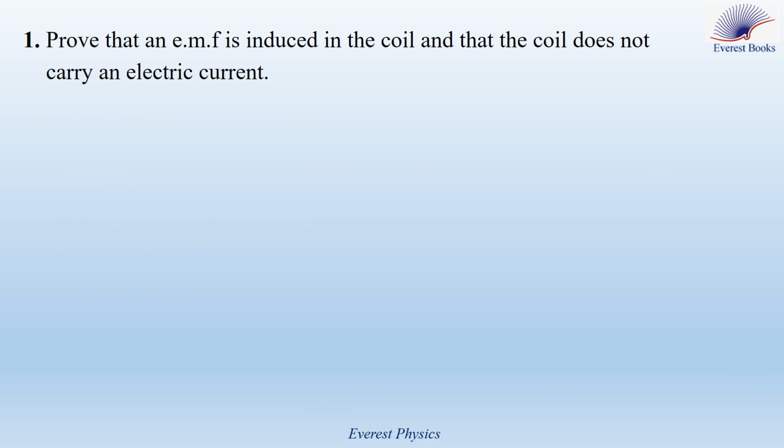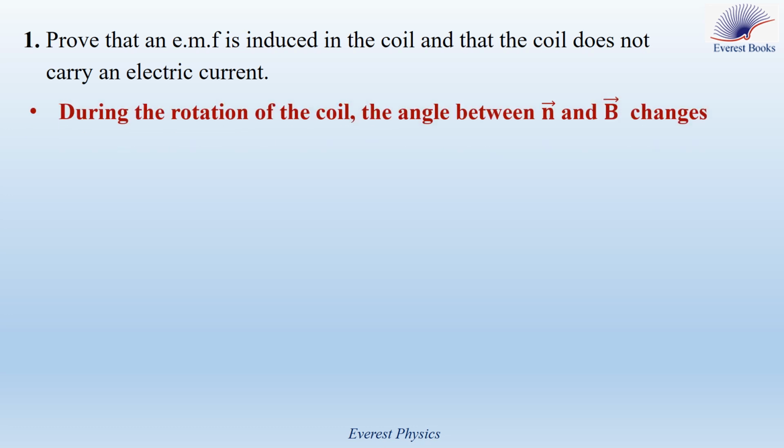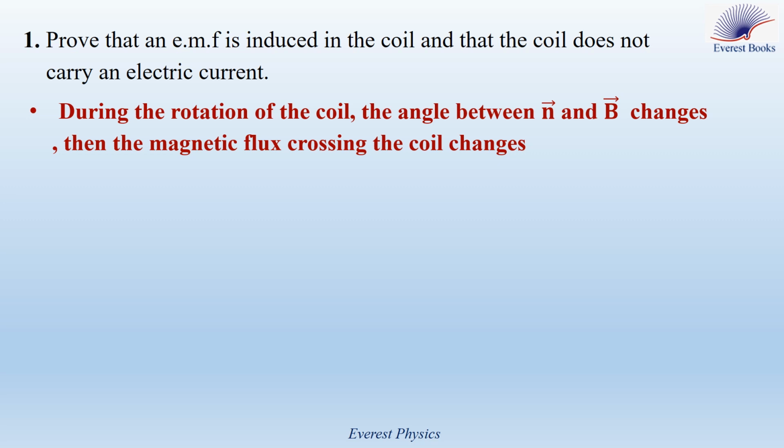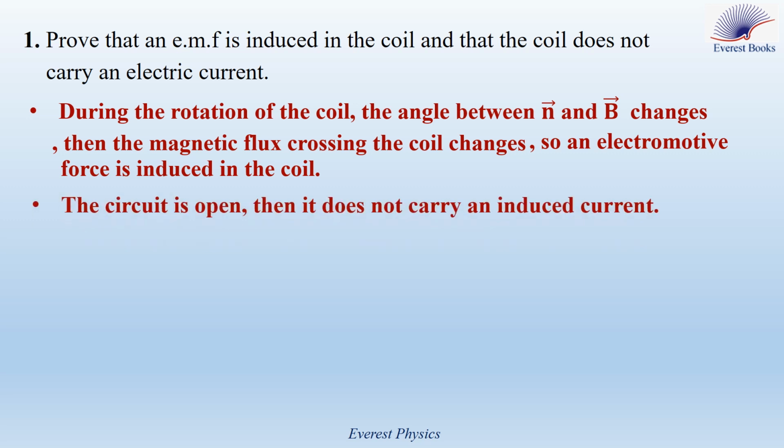Number 1. Prove that an EMF is induced in the coil and that the coil does not carry an electric current. During the rotation of the coil, the angle between n and B changes, so the magnetic flux crossing the coil changes. Therefore, an electromotive force is induced in the coil. Now, what about the current? Since an oscilloscope is connected across the terminals of the coil and the oscilloscope has a very high resistance, the circuit is open and it does not carry an induced current.